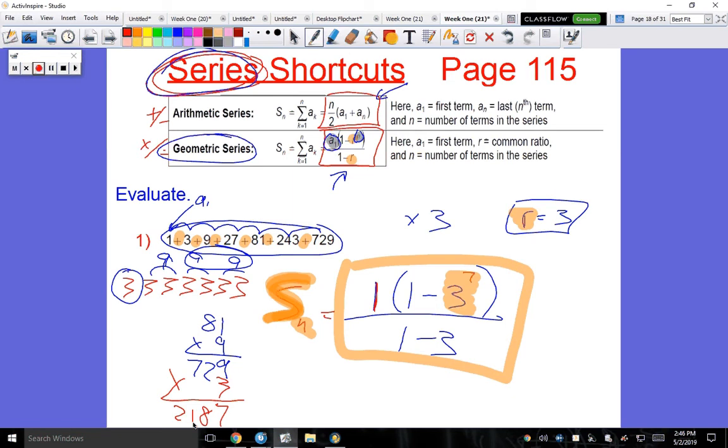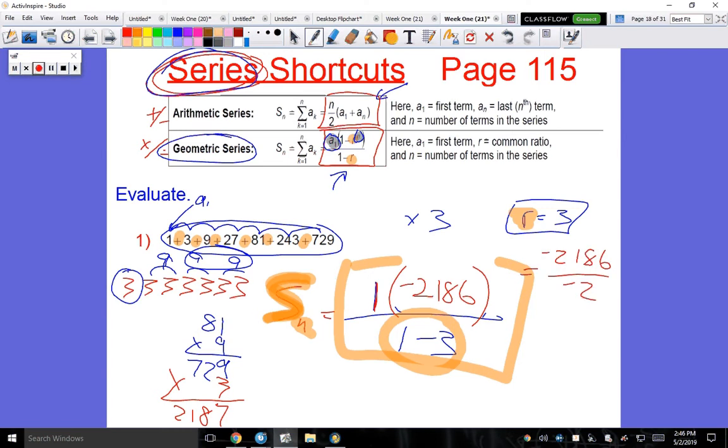Did I do that right? I might have added incorrectly. 81 times 9 is 729, and then multiplied by 3, right? Oh, this is just for this piece right here. Okay? So the equation says we're going to say 1 minus this 2187. That means that this becomes a negative 2186 that we're going to end up multiplying by 1 and dividing by what? Negative 2. So if we divide a negative 2186 divided by a negative 2, the negatives cancel out.